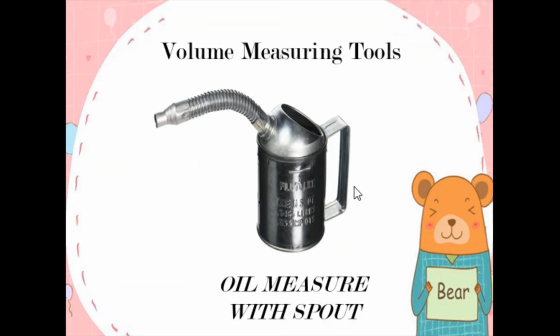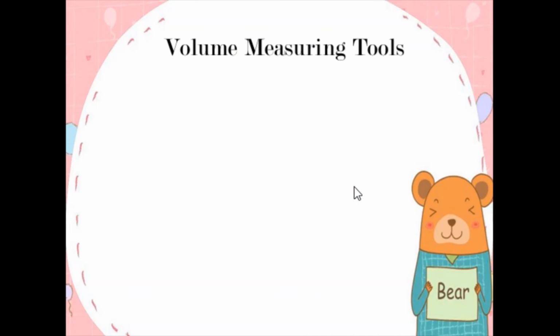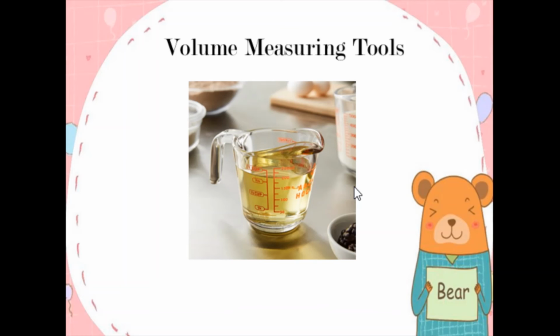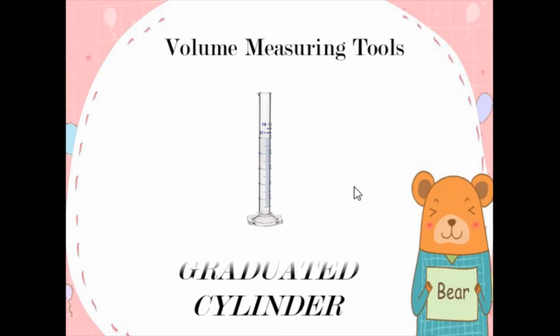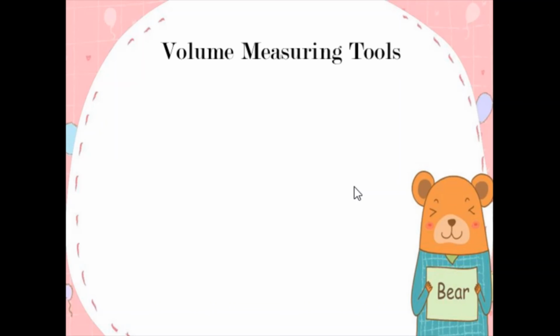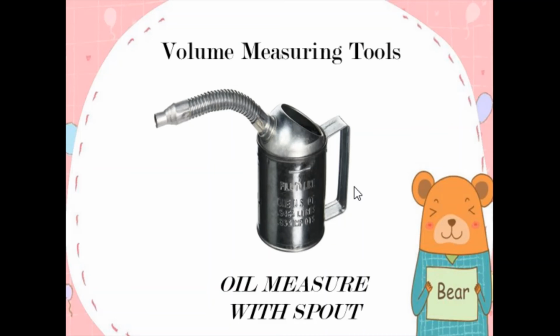Alright, for the liquid goods, we can use, what is this again? Measuring cup. Very good. How about this? Graduated cylinder. And the last one is oil measure with spout. Okay, can you follow? We have 3 for liquid goods, and for dry goods we had 4. If you cannot remember, please watch it again in your free time.